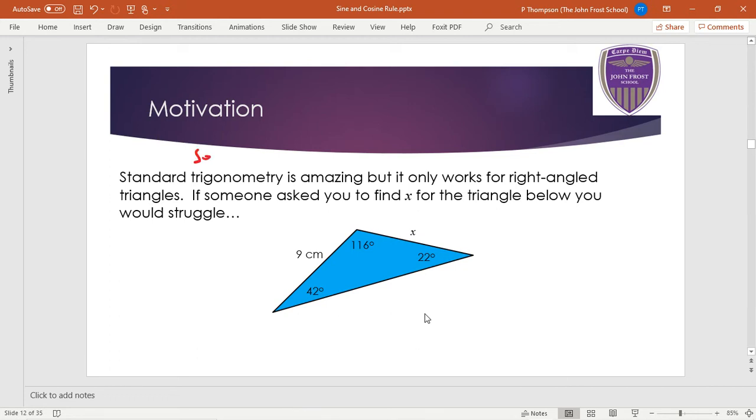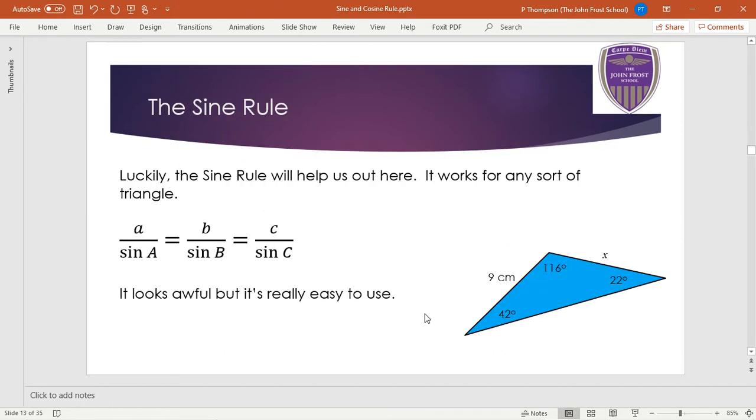that's the old SOHCAHTOA, is amazing, but it only works for right angled triangles. And as we've seen, most triangles aren't right angled. So if someone said to you, find x, the value of x for this triangle below, you would struggle. Well, you couldn't do it with trigonometry because this is not a right angle triangle. All right, so at the moment we can't do this one. But in about 5 minutes, we will be able to, because we can use the sine rule.